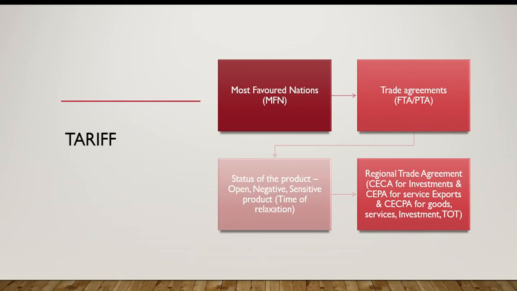There are different levels of trade agreements: CICA, CIPA, CECPA and TOT. Investments are covered under CICA agreements. CIPA covers the service exports and CECPA covers everything like goods, service and investments. TOT means Treaty of Trade.